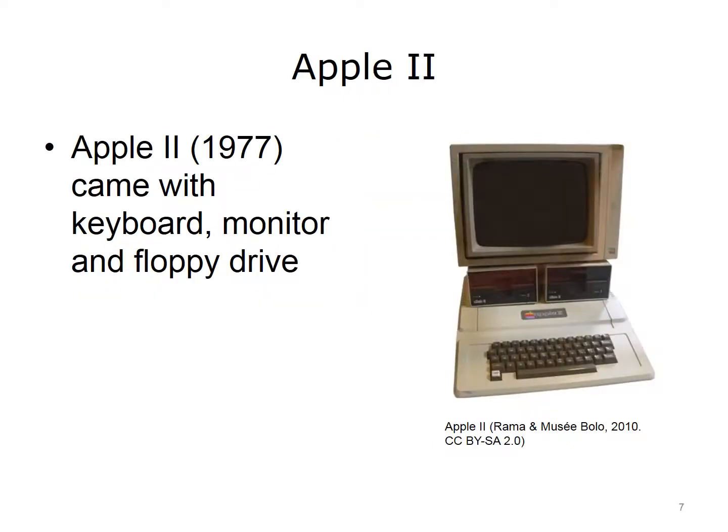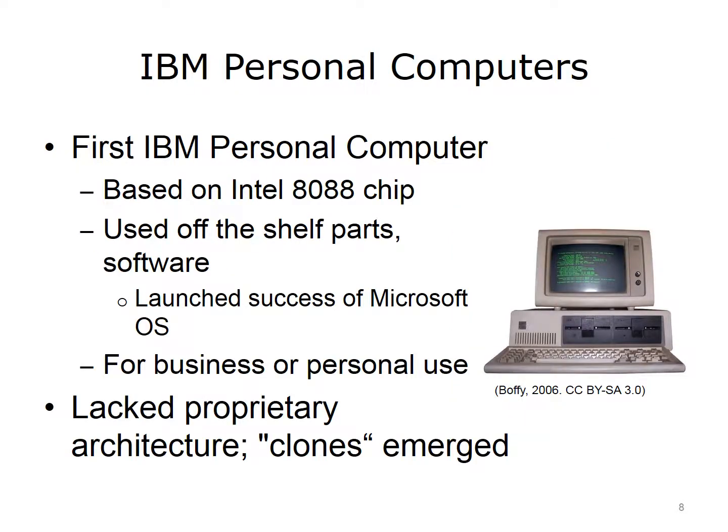It was followed by the Apple II in 1977, which came out with a keyboard, monitor, and floppy drive. The photo shows that it looks much more like the personal computers we know today. At the time that the Apple computers were becoming popular, IBM was watching very carefully and decided it wanted to get into this market as well.